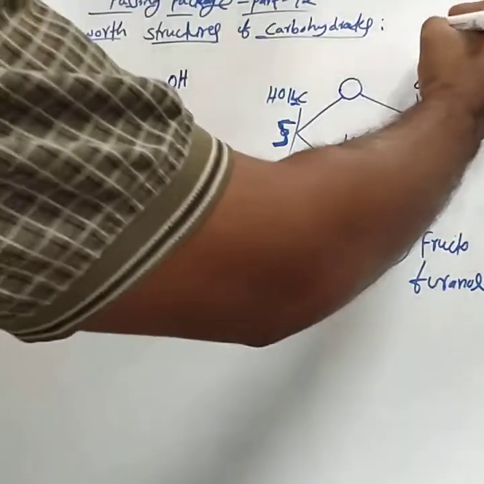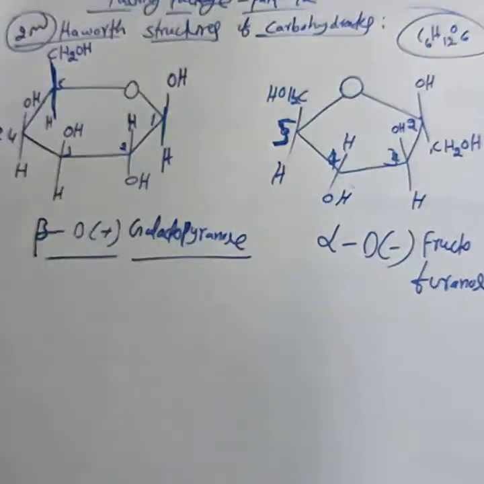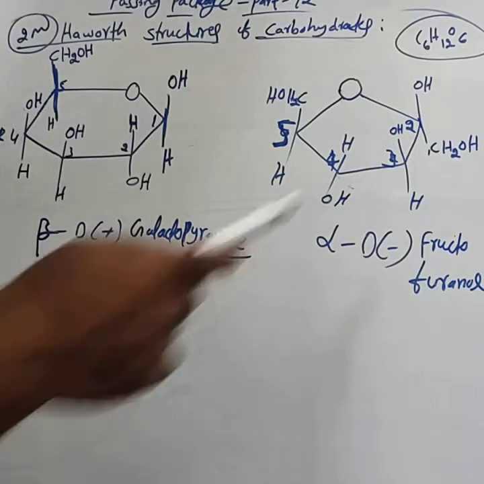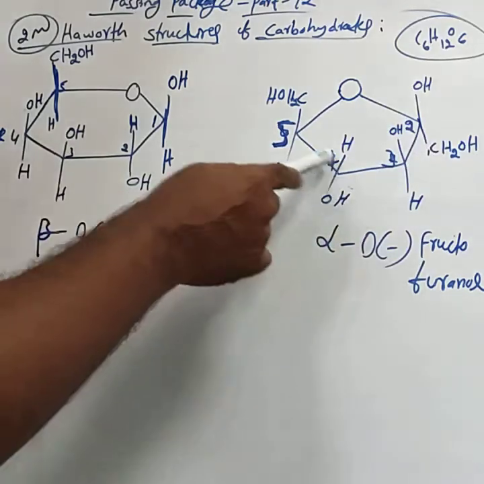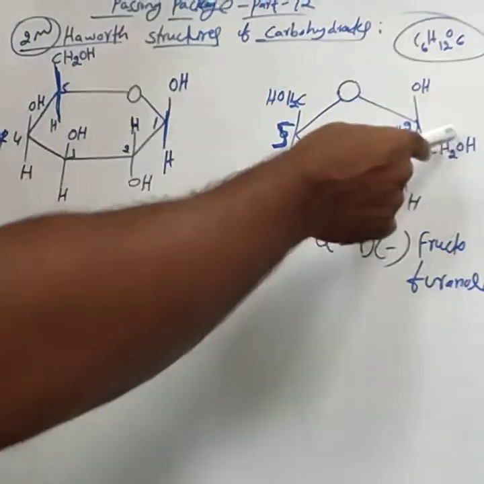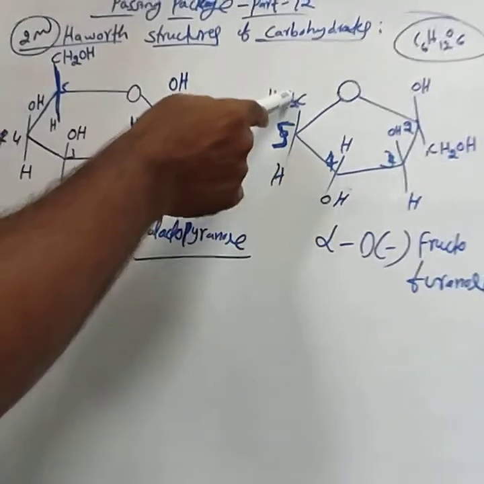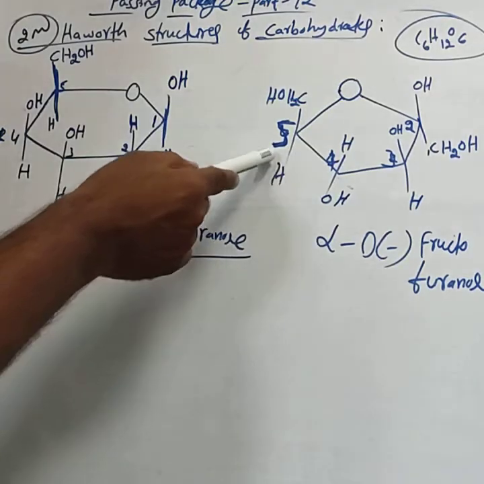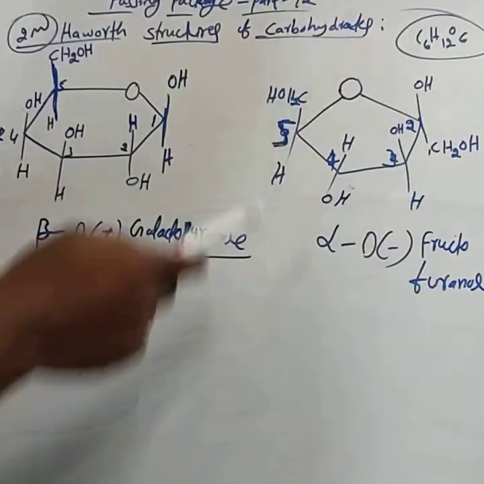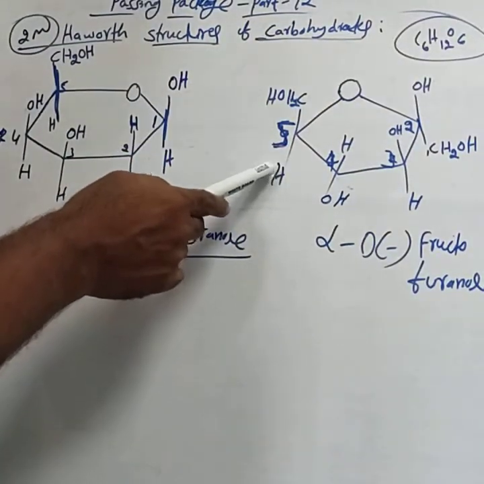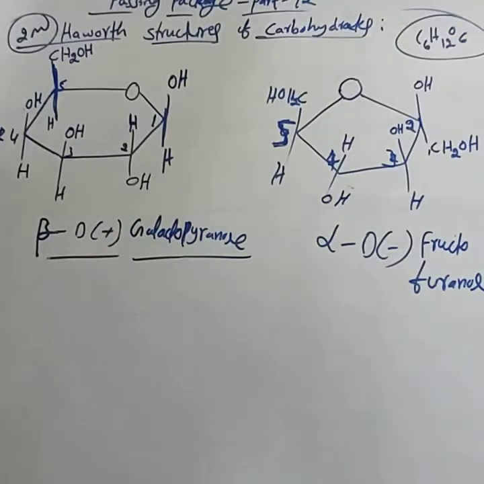Totally, the number of carbon atoms should be 6, hydrogen 12, oxygen 6. C6H12O6 is the molecular formula. This fructose contains 6 carbon atoms: 1, 2, 3, 4, 5, 6. And count the oxygen atoms: 1, 2, 3, 4, here 5, here 6. Hence, this position is only hydrogen but not OH. You remember this one also. If you write OH here, then it will become wrong. This is about the alpha D minus fructofuranose.